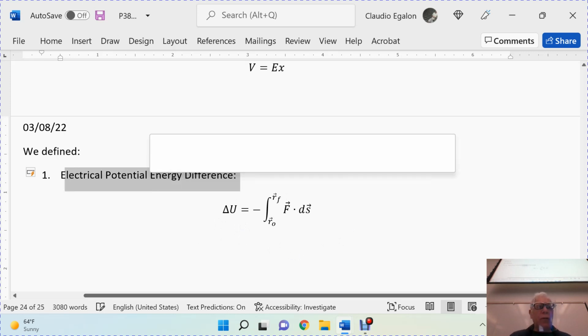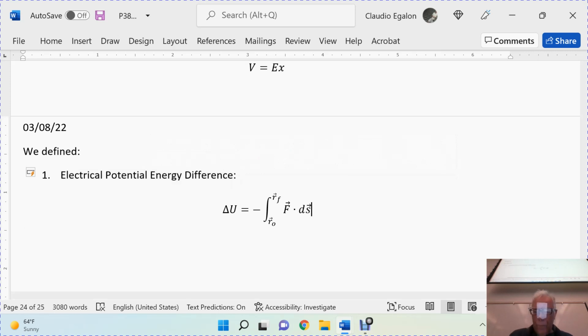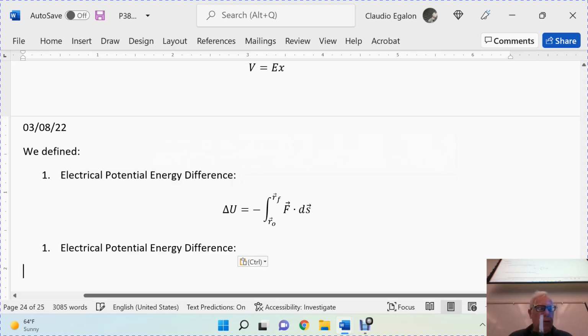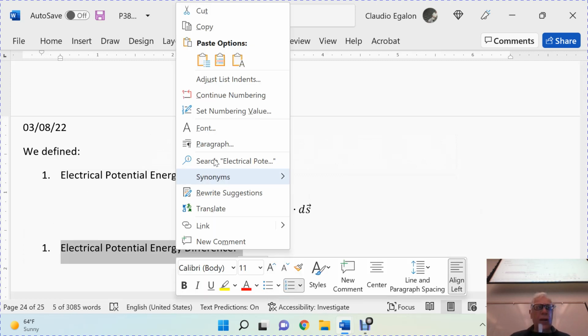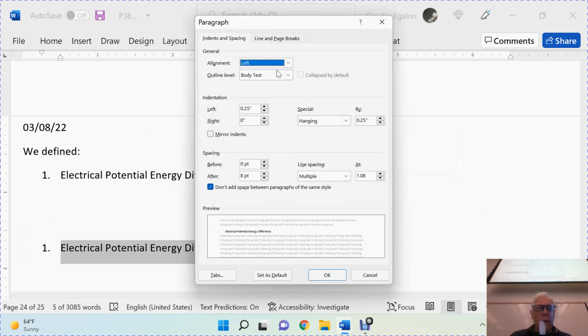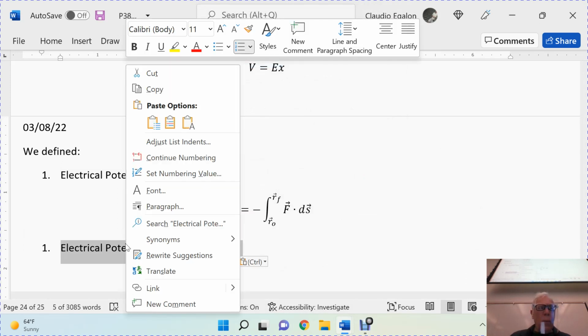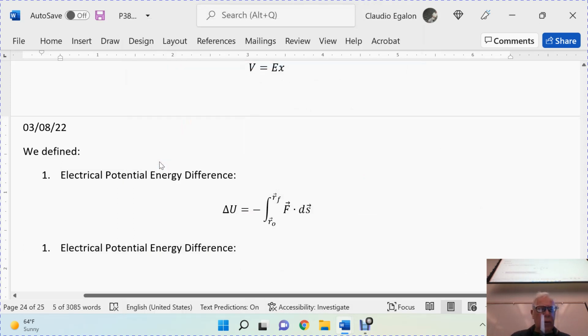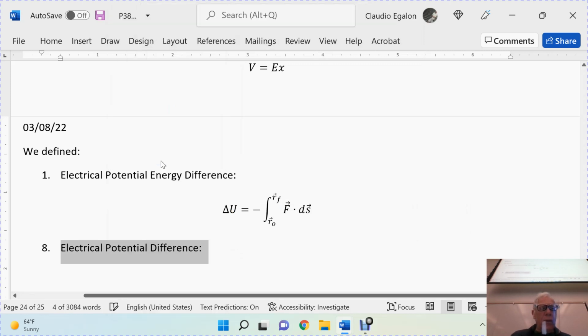And then we also define something else that we didn't define in mechanics, which, by the way, is easy to define. We can come up with a similar definition in mechanics. It's the electric potential difference. It's no longer electric potential energy, but the electric potential difference.